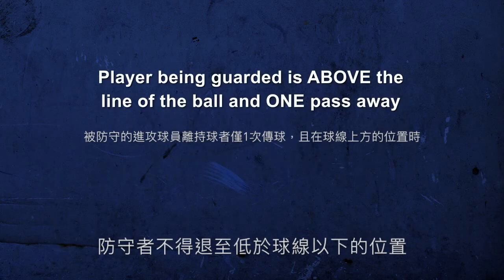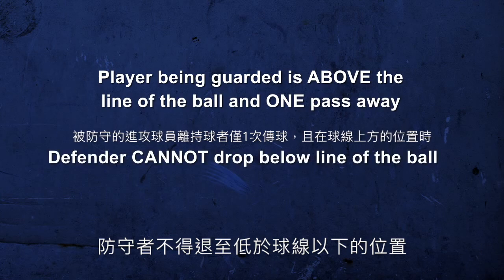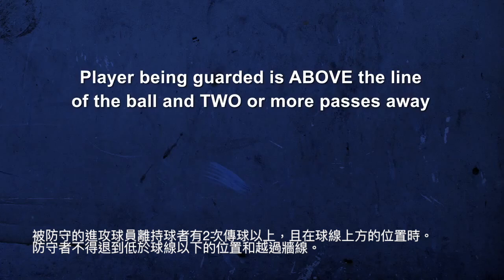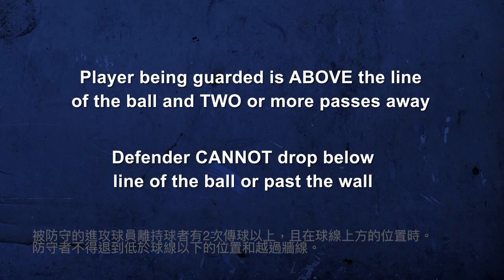If a player being guarded is above the line of the ball and one pass away, the defender cannot drop below the line of the ball. If the player being guarded is above the line of the ball and 2 or more passes away, the defender cannot drop below the line of the ball or past the wall.